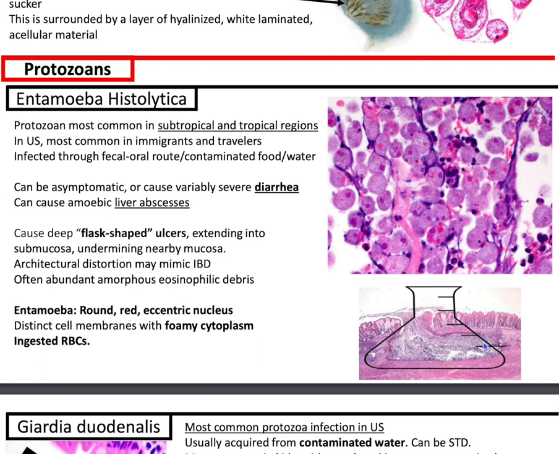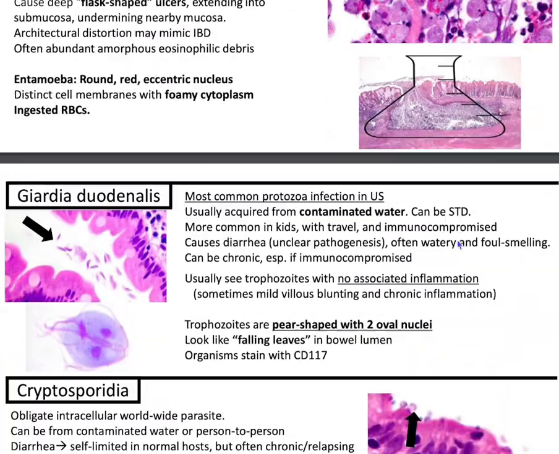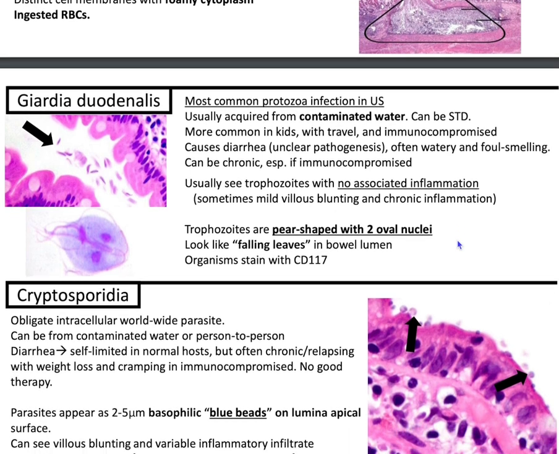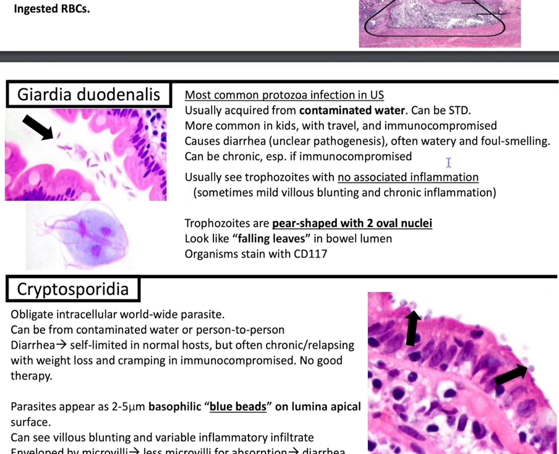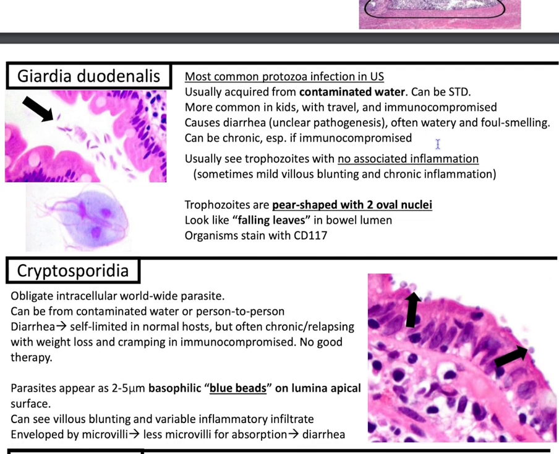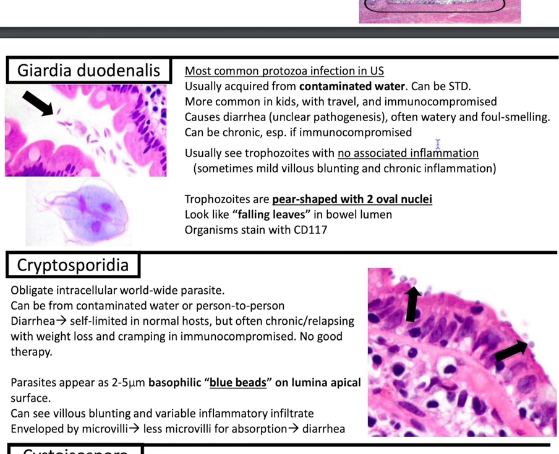Entamoeba has a round, red, eccentric nucleus, with distinct cell membranes and foamy cytoplasm, having ingested red blood cells. Giardia duodenalis, it's the most common protozoal infection in the US, usually acquired from contaminated water. Usually the test question will be a hiker who drinks some spring water. And it's more common in kids, those with travel history, and those immunocompromised. It causes diarrhea, often foul smelling, can be chronic, especially if immunocompromised.